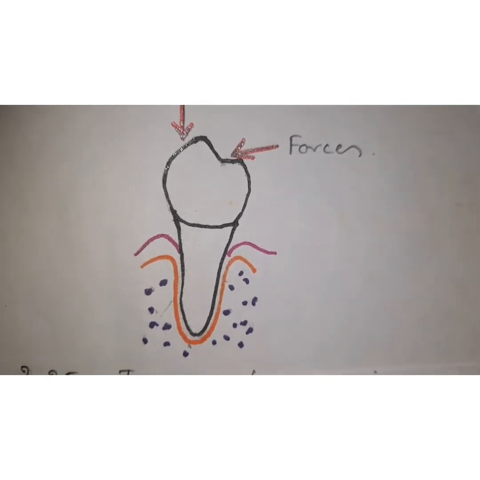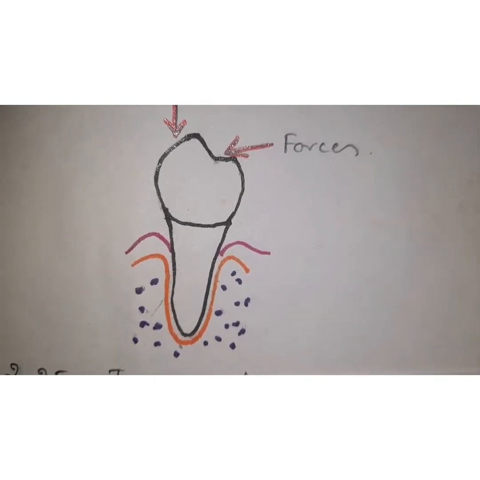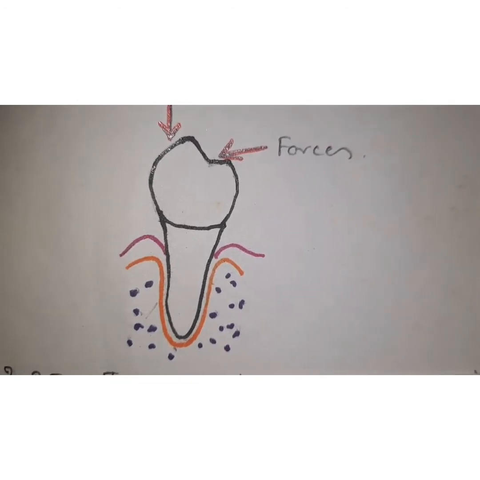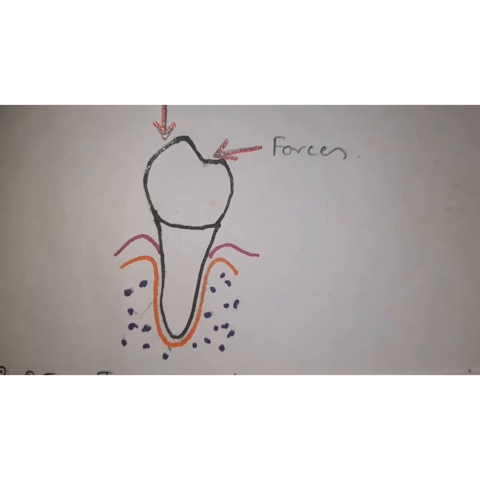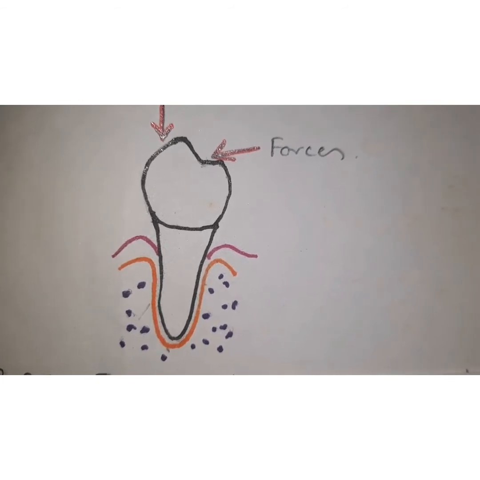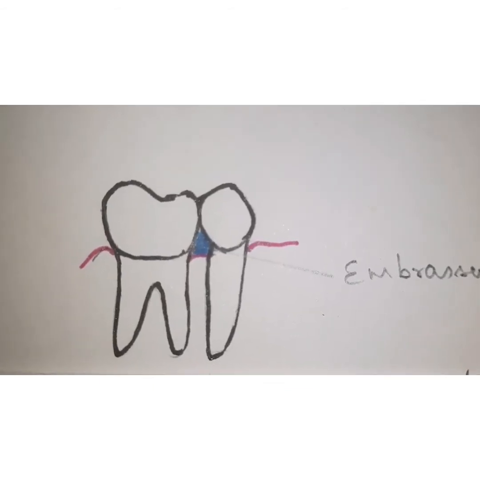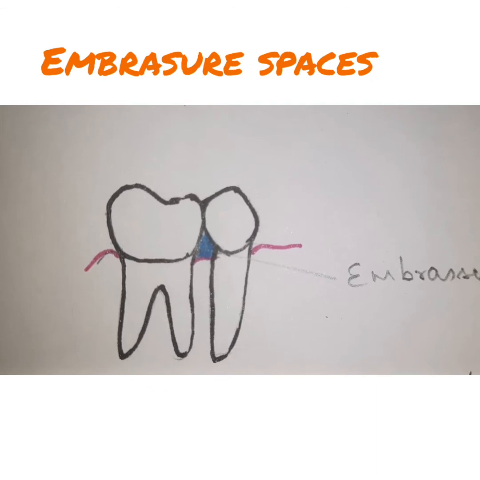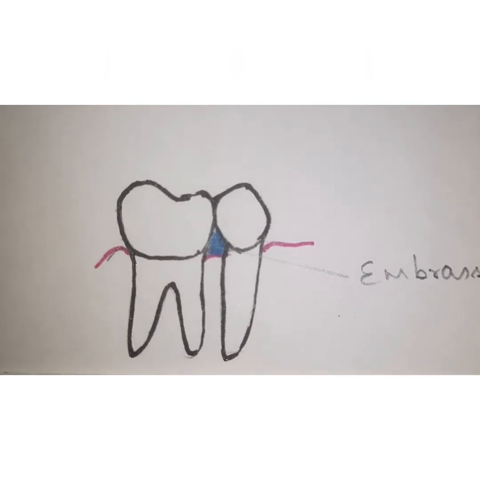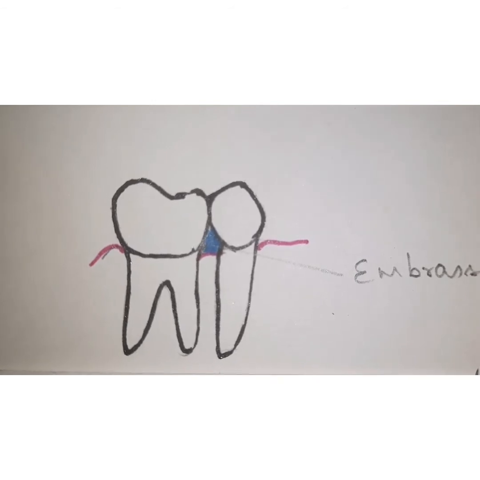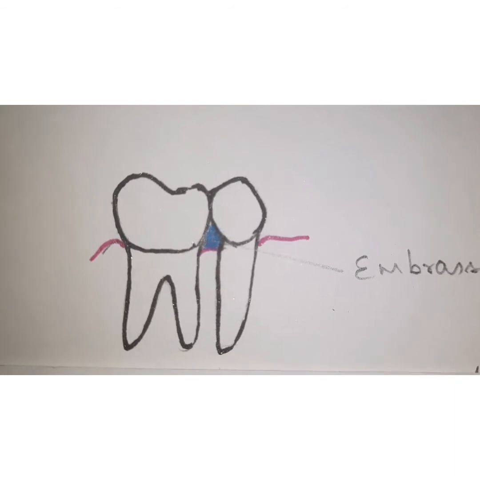So the first thing is you need to see the occlusal factors which are causing the trauma, and we have to relieve those factors. In fact, eliminate those factors so that there are no excessive forces on the abutment teeth. The other periodontal factor is the embrasure spaces. Now, embrasure spaces are the triangular spaces which are located below the contact area between the teeth, as you can see with the blue mark in the figure.